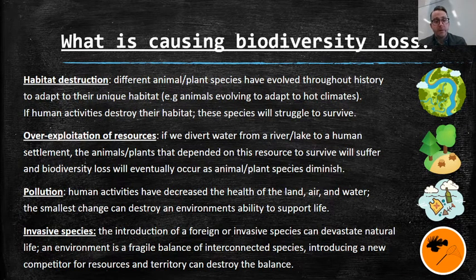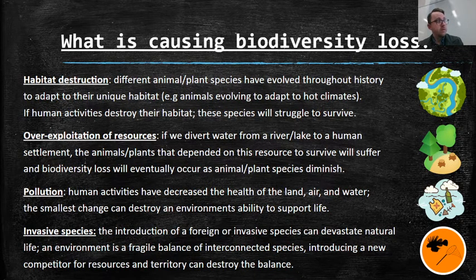Over exploitation of resources. This happens quite a lot. We'll change where water is to where we want it to go. So if there's a river or a lake, instead of letting it chill over there, we're going to bring it to the city. We're going to bring it to a village, a town, whatever. And that's good for us, but the animals and plants that depended on that water to survive will then suffer. And then biodiversity loss will eventually occur as animal and plant species diminish.